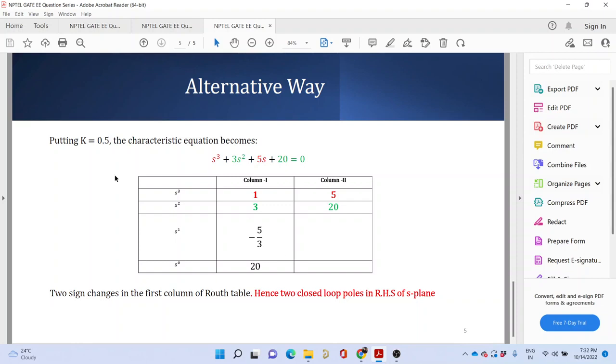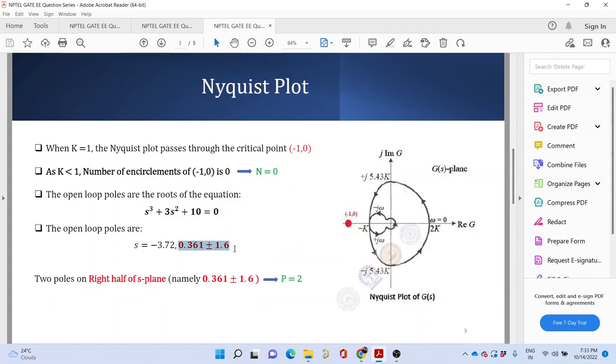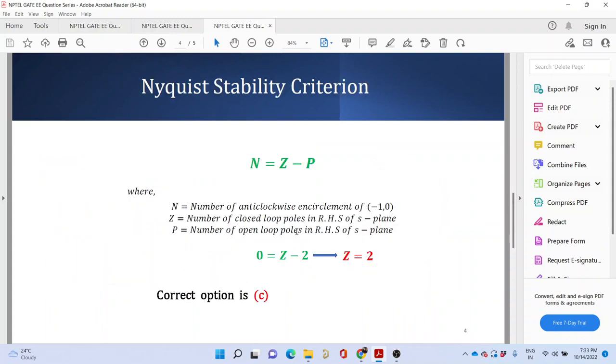And the other way out is to use some value of k. So you use some value of k between 0 to 1, say k equal to 0.5, and you will be able to get this Routh table, and you will see that there are 2 sign changes, and hence there are 2 closed loop poles in the right hand side of the S plane. So this is another way out. In the GATE exam, this is the best way out, because when there are complex conjugate poles, you won't be able to find them easily from this equation. So it is better to use the Routh criteria rather than the Nyquist stability criteria for solving the sum.